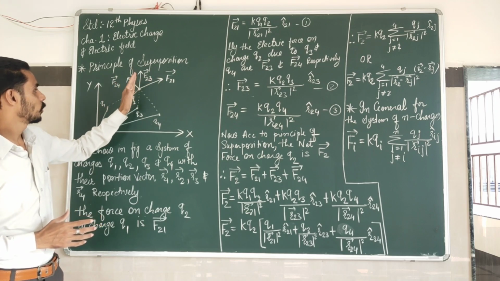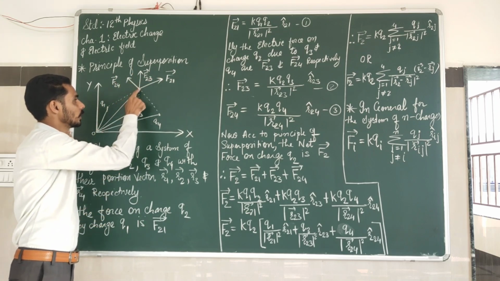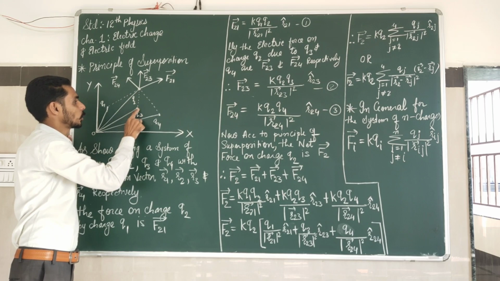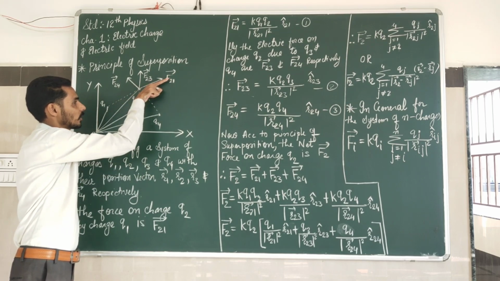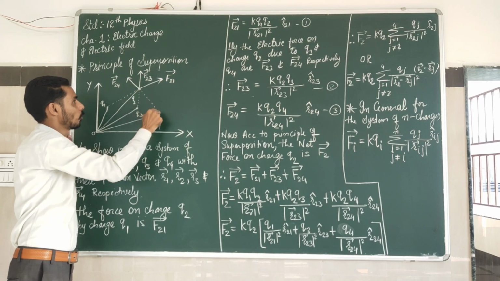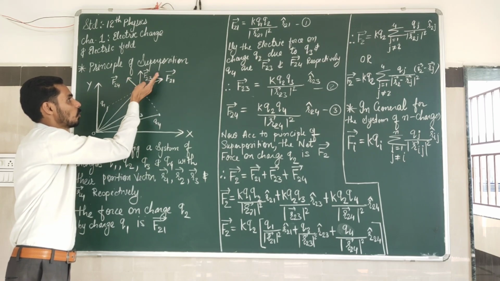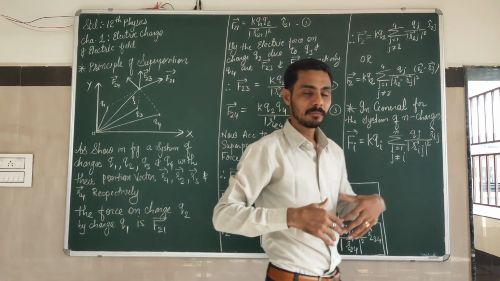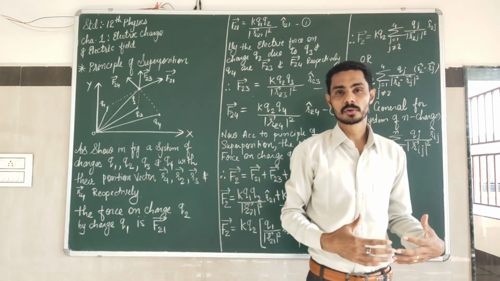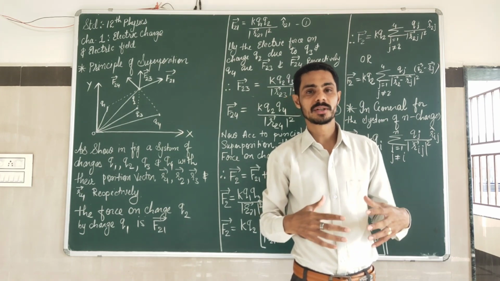Here I have shown the directions also. The force on Q2 acts in this direction by Q3, the force on 2 by 1 is in this direction, and the force on 2 by 4 is in this direction. So we have to do the vector sum. By the vector sum we can get the magnitude, and then we also get the resultant direction, in which Q2 is going to experience that force.